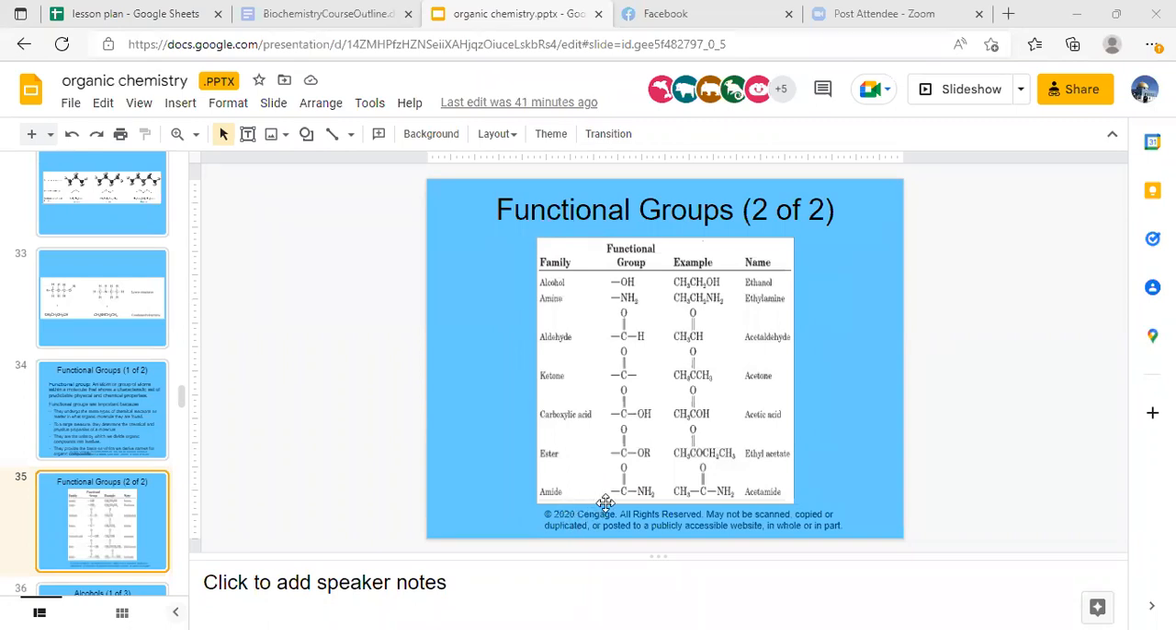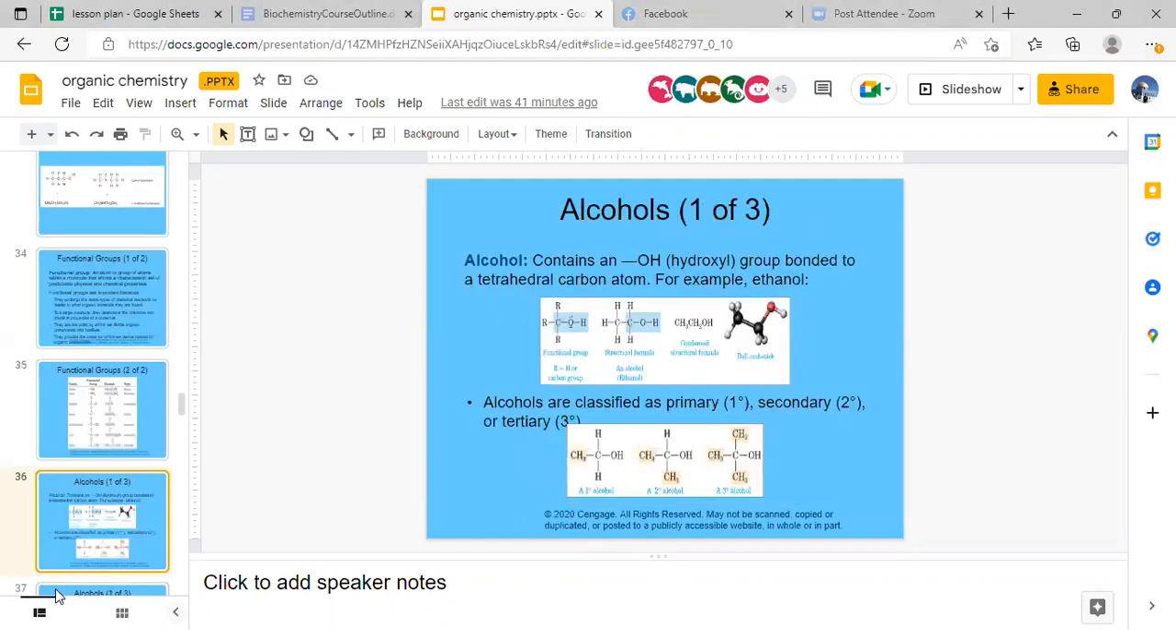And then you have amide. This one, anong pagkakaiba niya sa amine? Yung amine mo, carbon lang nakatouch sa NH2. Itong amide, may C double bond O nakatouch sa NH2. So example yan ay acetamide. Okay? So let's go one by one.